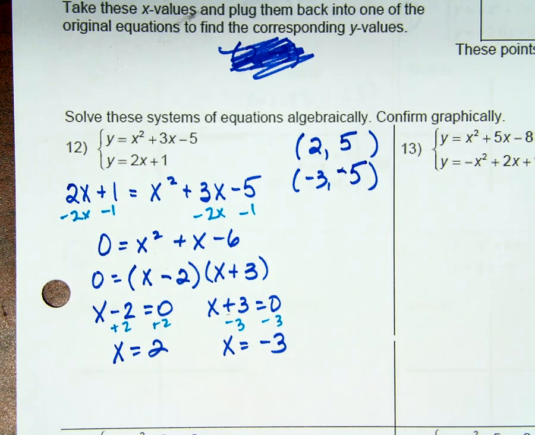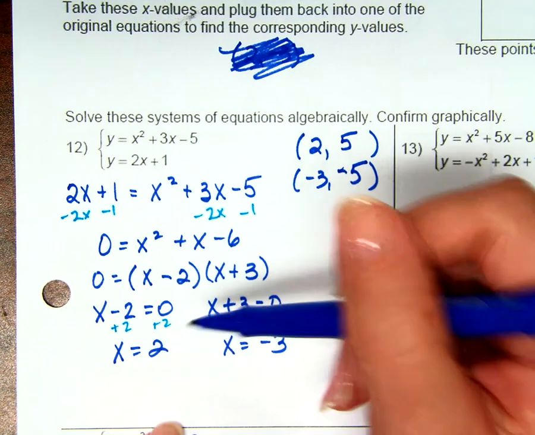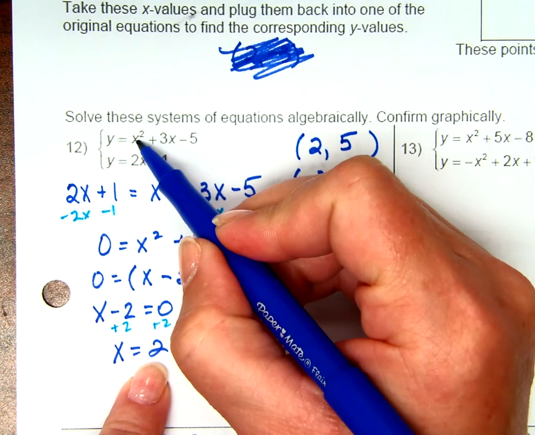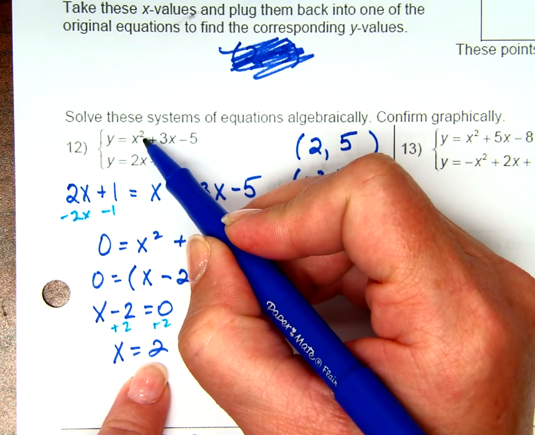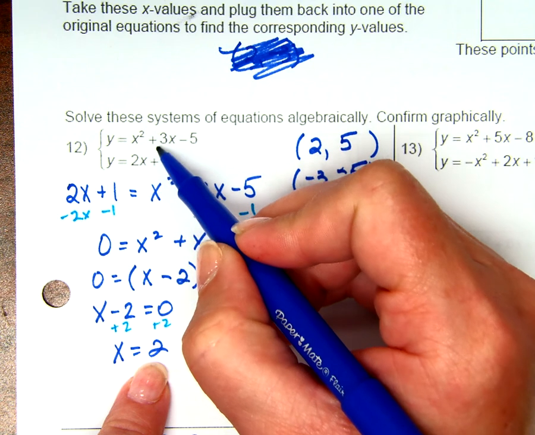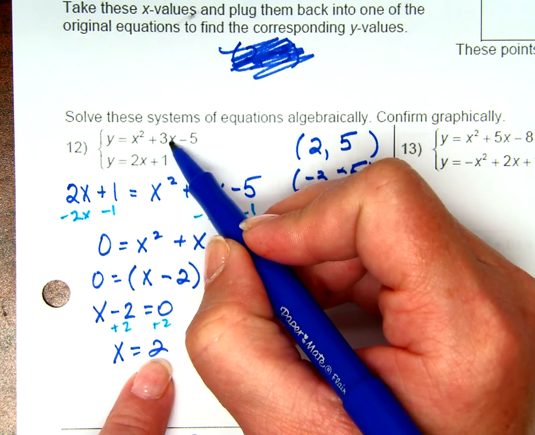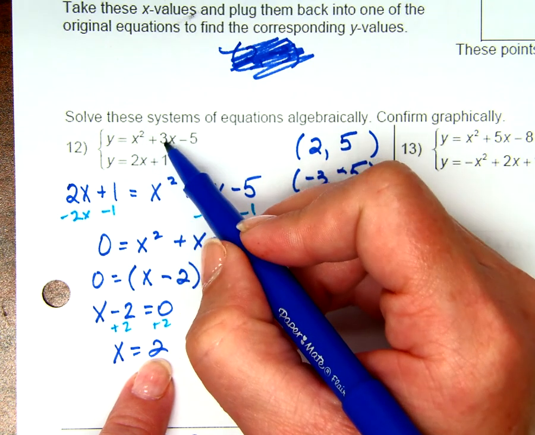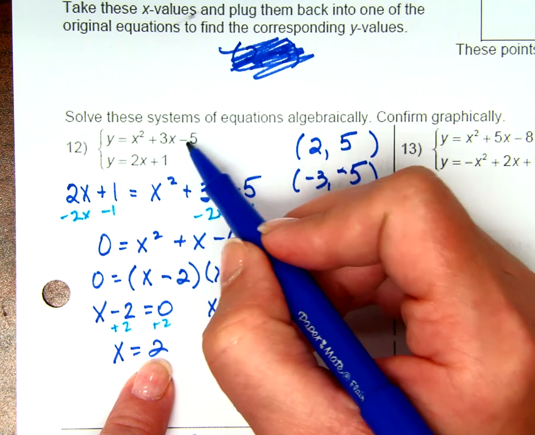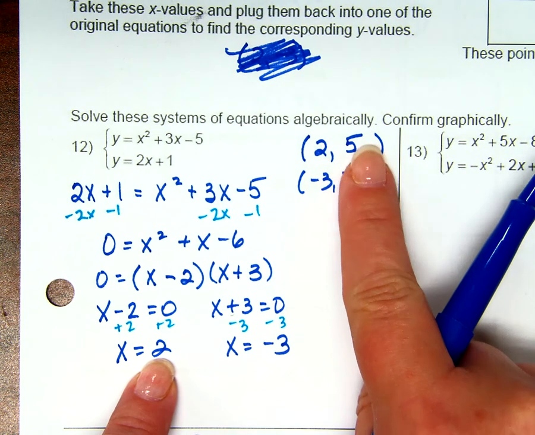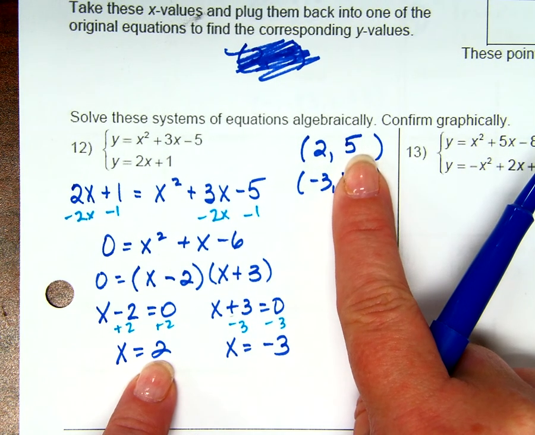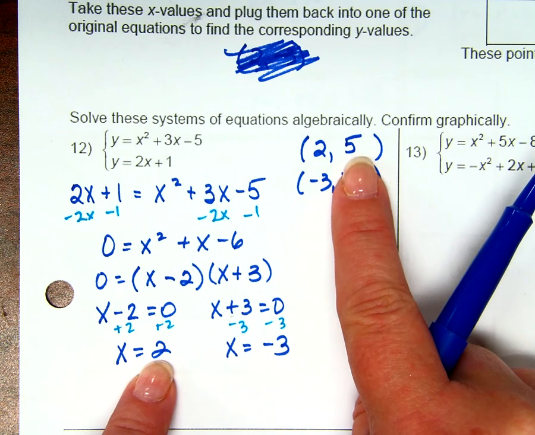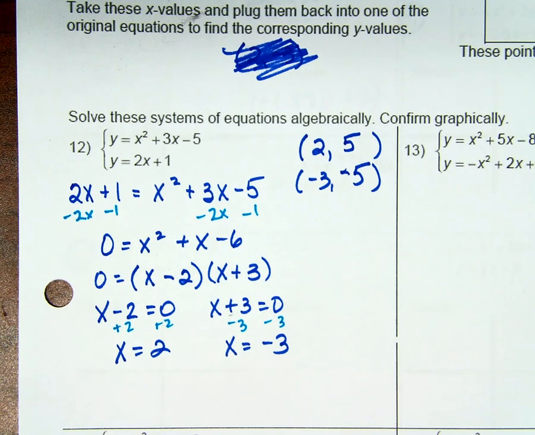Now, can I show you something real quick that you're not required to do, but I just want to prove something for you? Okay. If x is 2, 2 squared is 4. 3 times 2 is 6. So we have 4 plus 6 is 10 minus 5. Look. You do get the same thing no matter which equation you choose to plug it into. Do you have any questions about substitution? No?